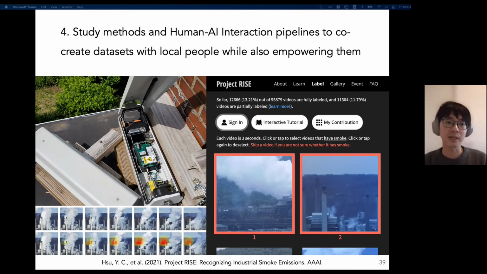While also at the same time, when we work with local communities in labeling data, over time they gain confidence, they know what the AI system is doing. So they trust the AI systems more because they know how we build the AI system. They know they contributed the data. They know the output is similar to what humans are doing, trying to look at the video and trying to figure out if there's smoke. So this has benefit to long-term engagement.